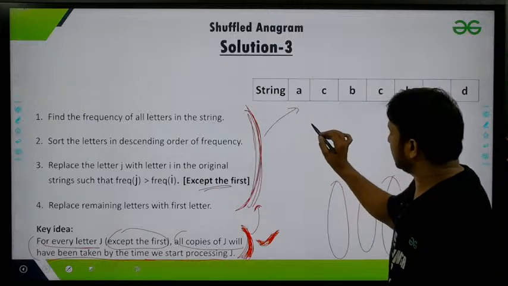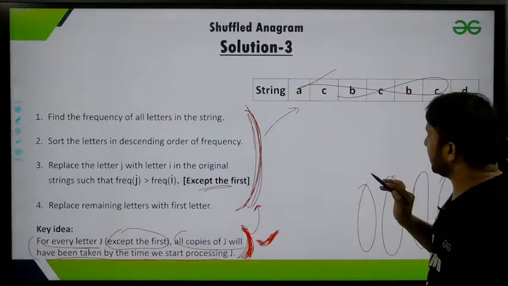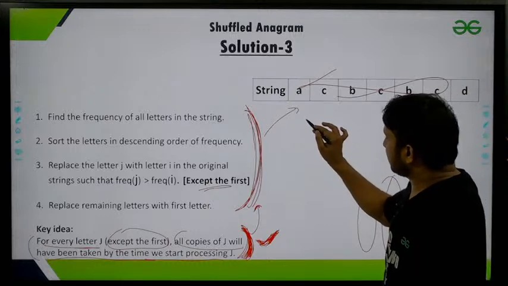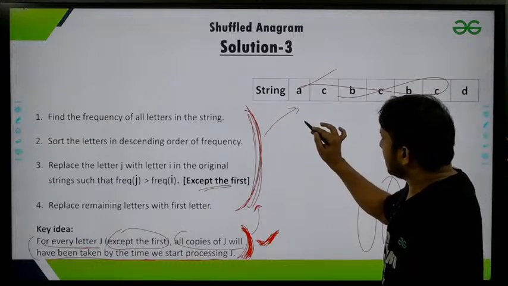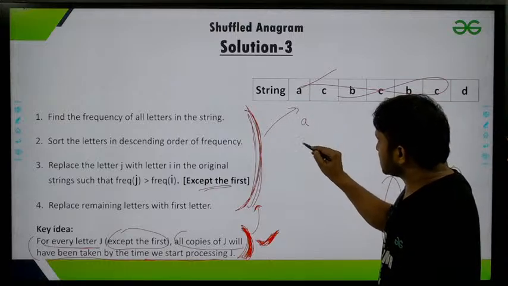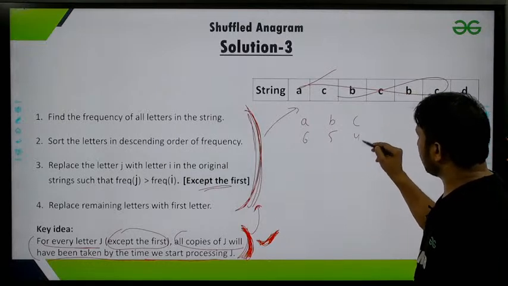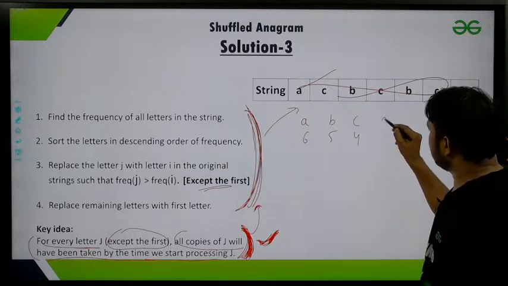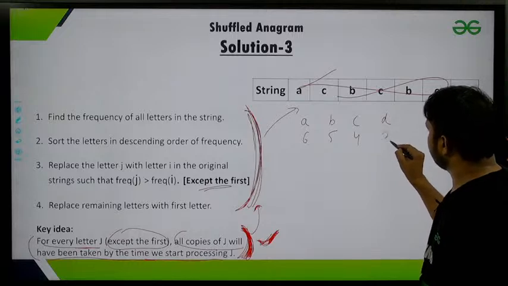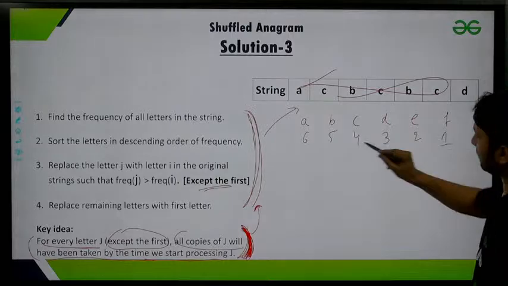Okay, let me write here. Let's suppose, let me take another example, not this one. Let's suppose I have some strings. I'm writing their frequency. Frequency of A is, let's suppose, 6. Frequency of B is 5. Frequency of C is 4. D is 3. E is 2. F is 1. Okay, I'm writing the frequency.